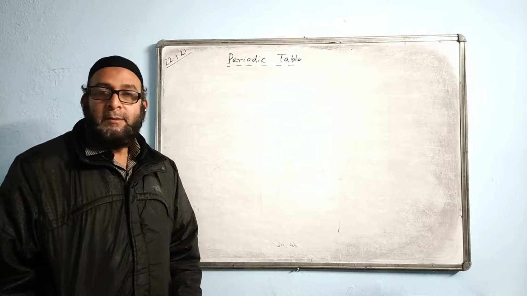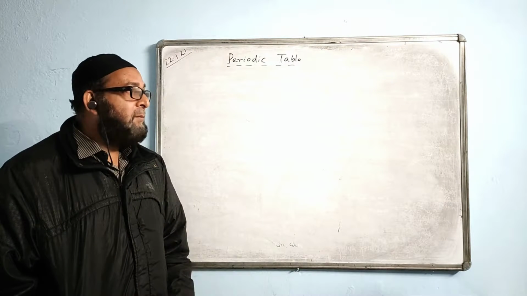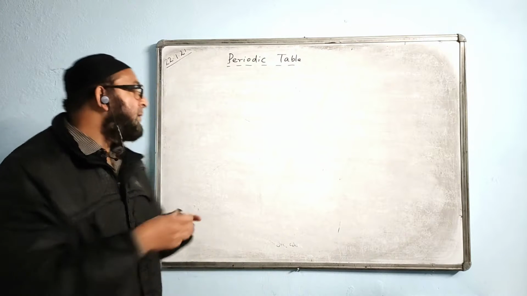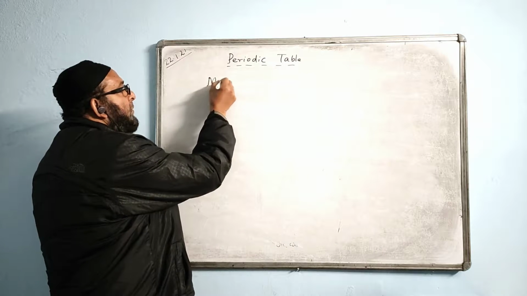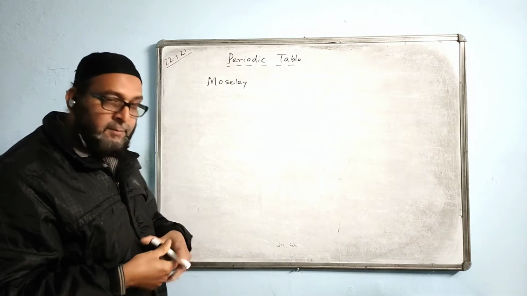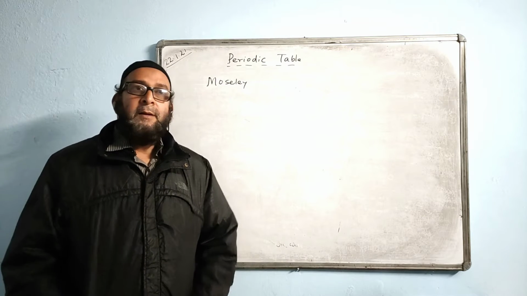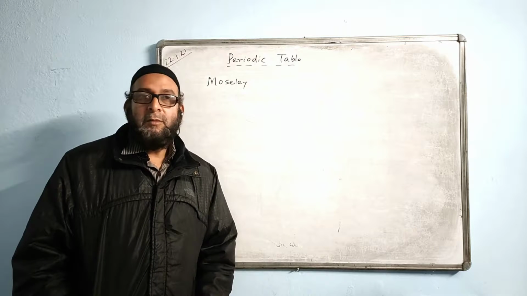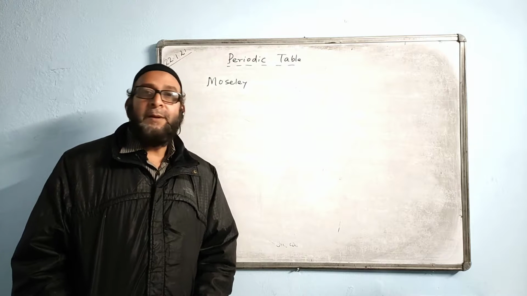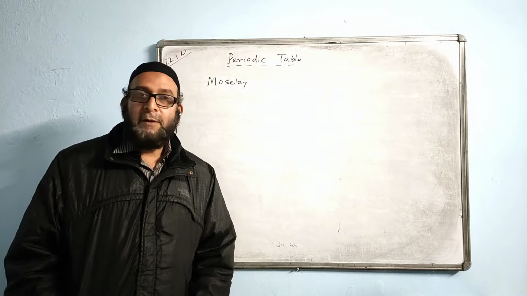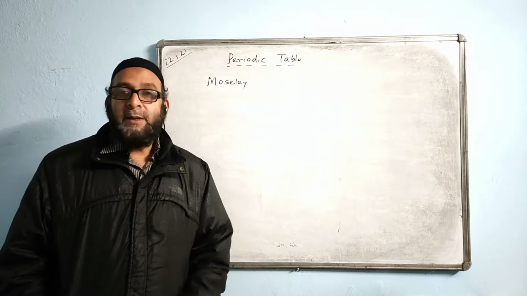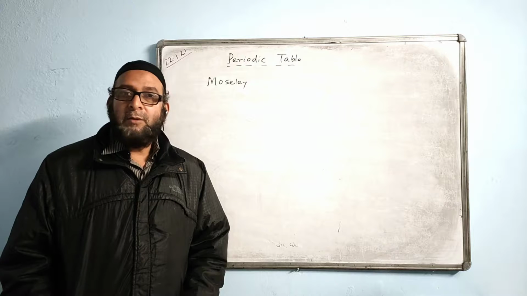The modern periodic table was given by Moseley, M-O-S-E-L-E-Y. That is called Moseley's periodic table. He gave a law, called the law of the modern periodic table, which states that the properties of elements are the periodic function of their atomic numbers. In other words, the modern periodic table is based on atomic numbers, not on atomic weights.